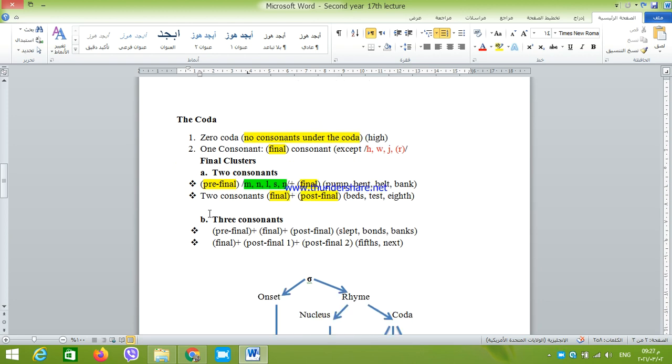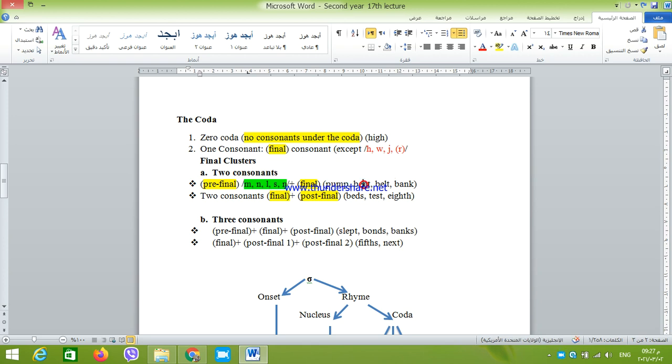Okay. Now, can we have final clusters, which means we have more than 1 consonant under the coda, one after the other without any vowel between them? Yes, we can. And also we have types. The first type, we have two consonants, a pre-final m, n, l, s, and a final, actually several consonants, like pump.